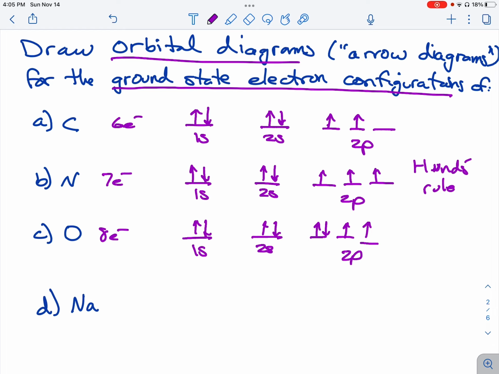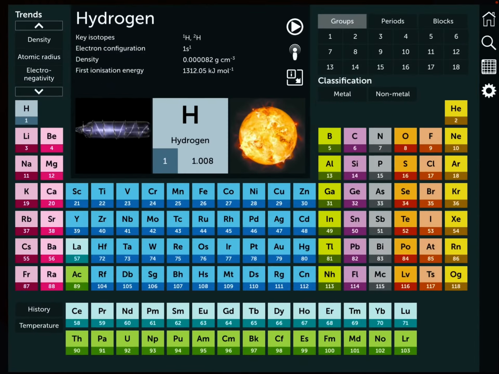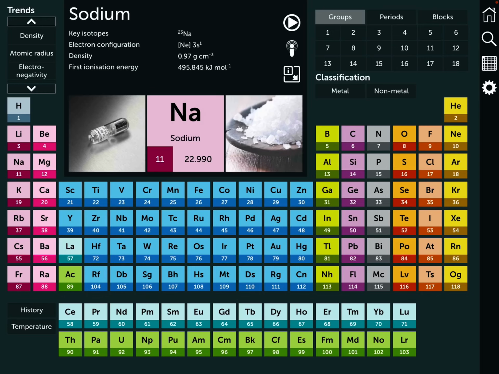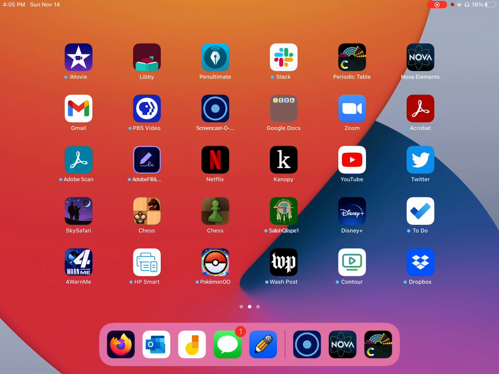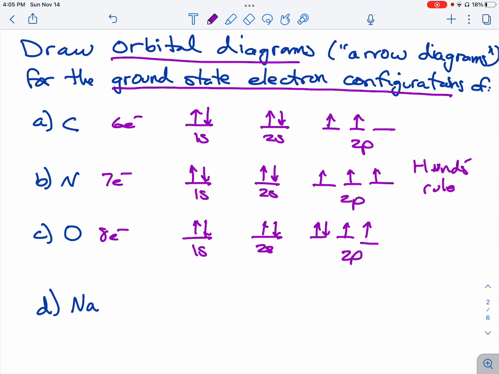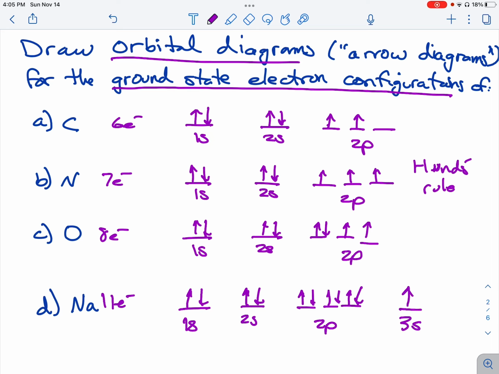All right. So let's do one additional one here. Let's do sodium. When we look at sodium on the periodic table, it's over here. It's got 11 electrons, or 11 protons, and it's neutral, so it's 11 electrons. So we got 11 electrons to fill. So 2 in the 1s, 3, 4, 5, 6, 7, 8, 9, 10. We got 1 left. The next highest orbital in energy is the 3s.